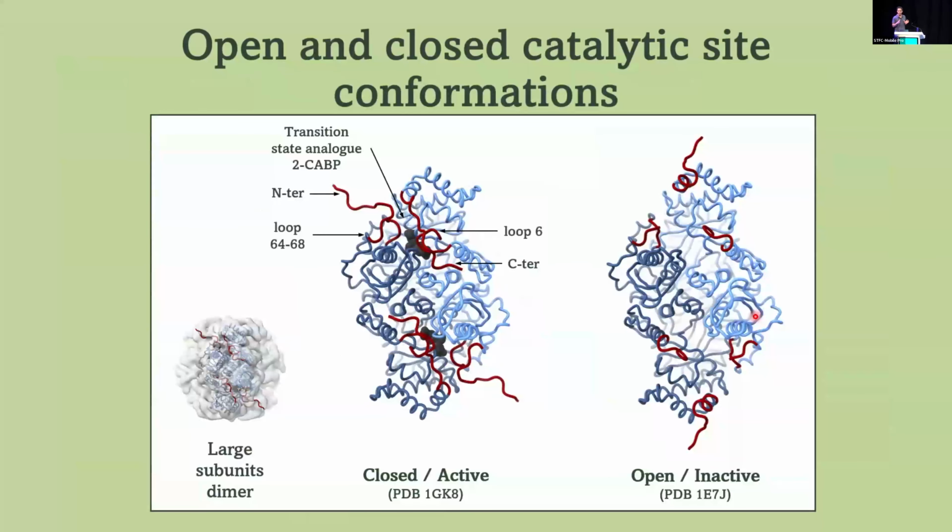A few words about the reaction cycle or the conformational changes in rubisco. So what you see here is a dimer. This is the functional dimer. So this is the two large subunits that are stacked one against the other. And in the interface here are 2 catalytic sites. This is the transition state analog from the crystal structure. And you have these mobile loops.